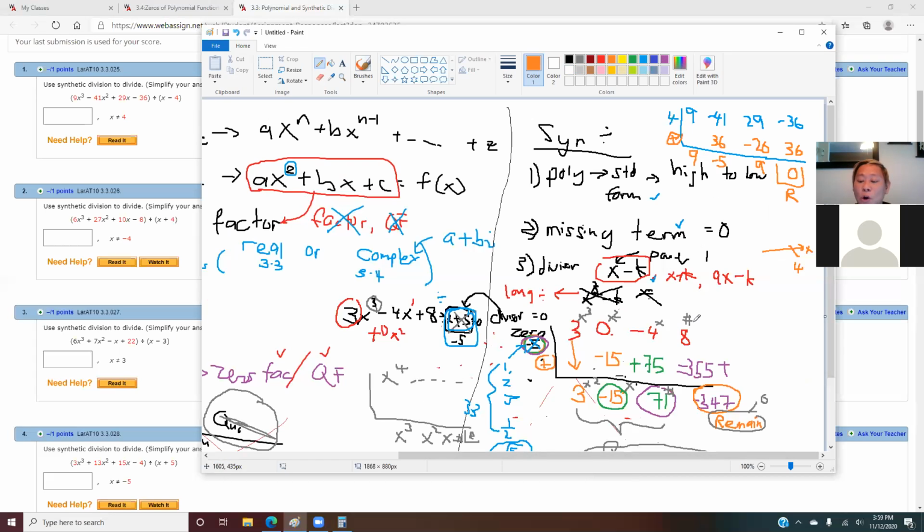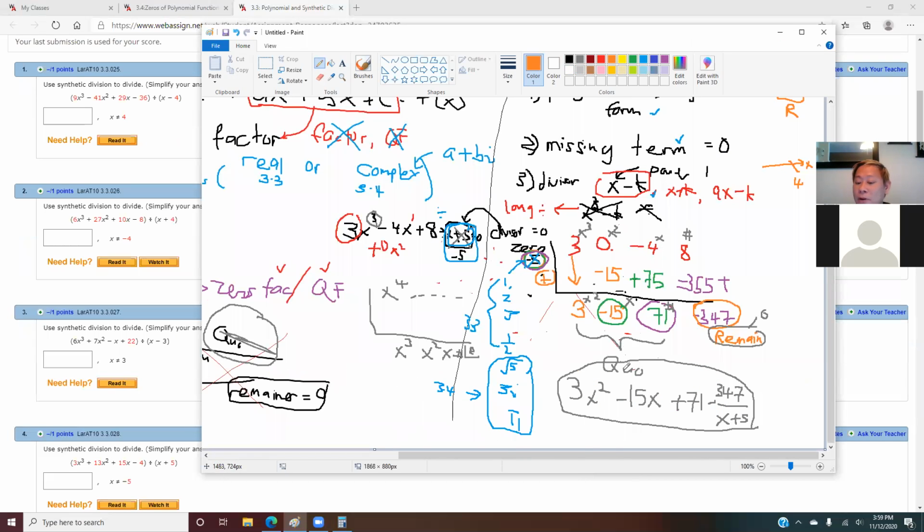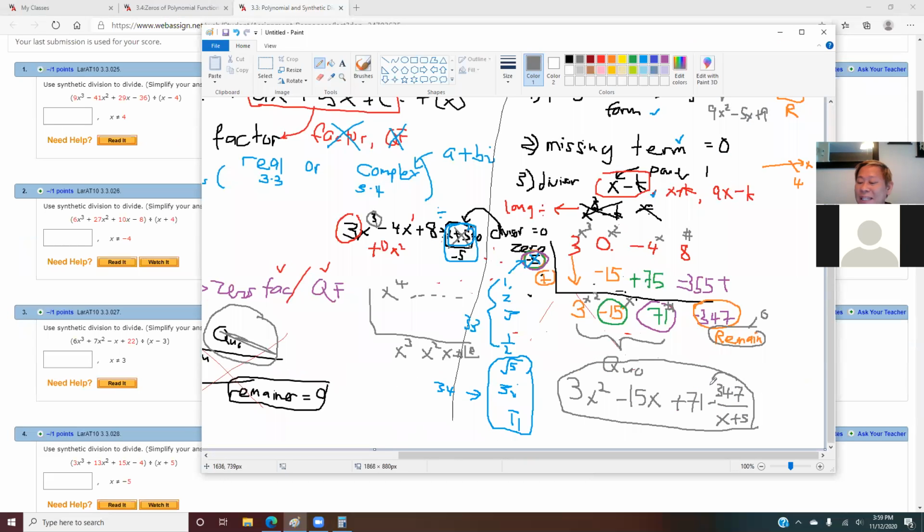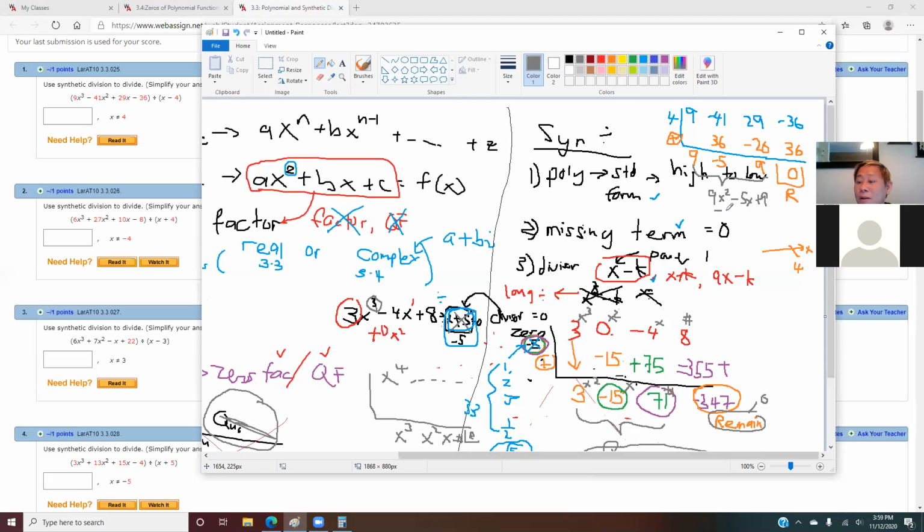Now, can you tell me what your quotient is? Remember the quotient that we talked about here? So that would be 9x squared minus 5x plus 9. Now, if your remainder is 0, you do not need to put this icky stuff back. And then that will be your answer. This is your answer. And this is where you're going to type in here.